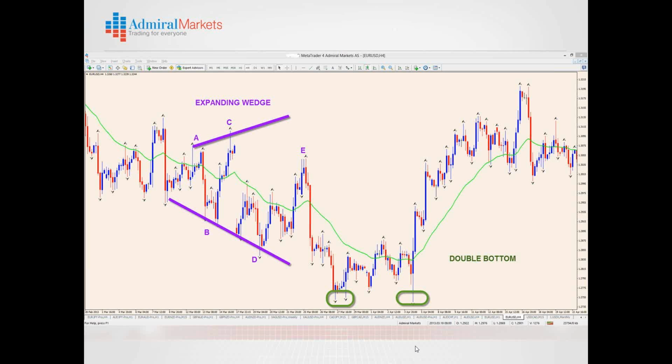Okay. Double bottom example. I think it broke the bottom maybe by a few pips, but we had a closing reverse after that. Classical double bottom example of April this year.